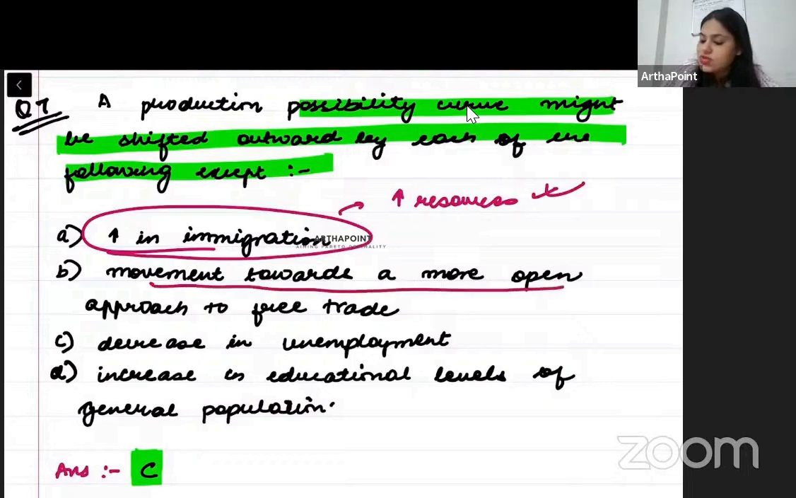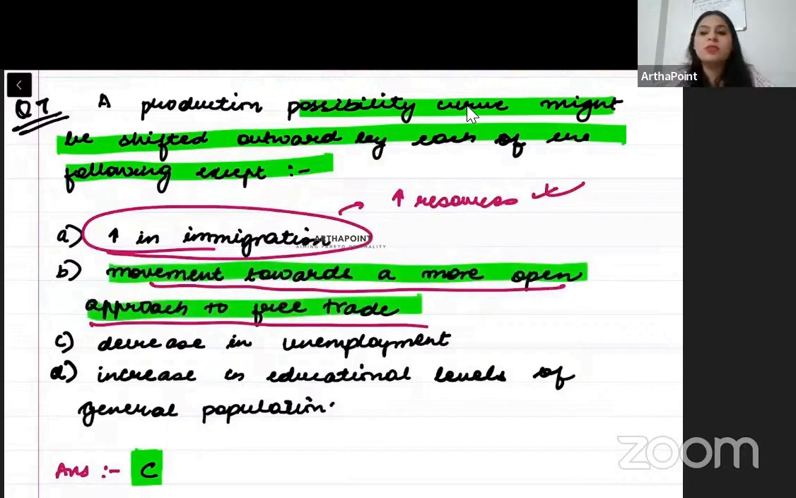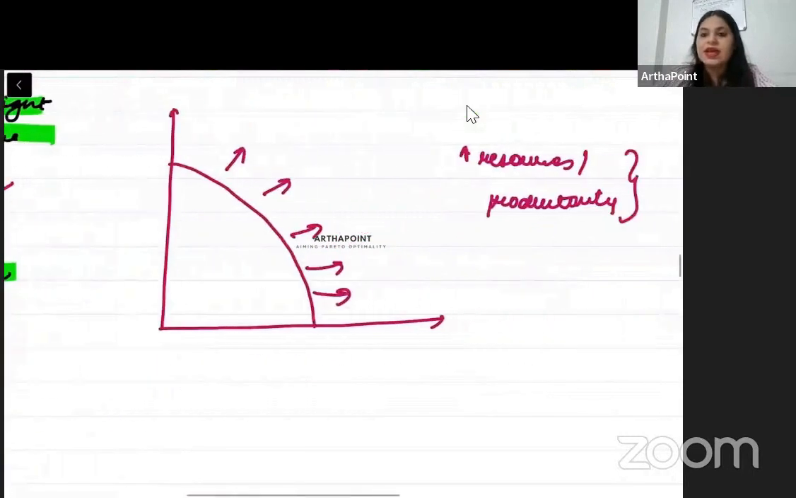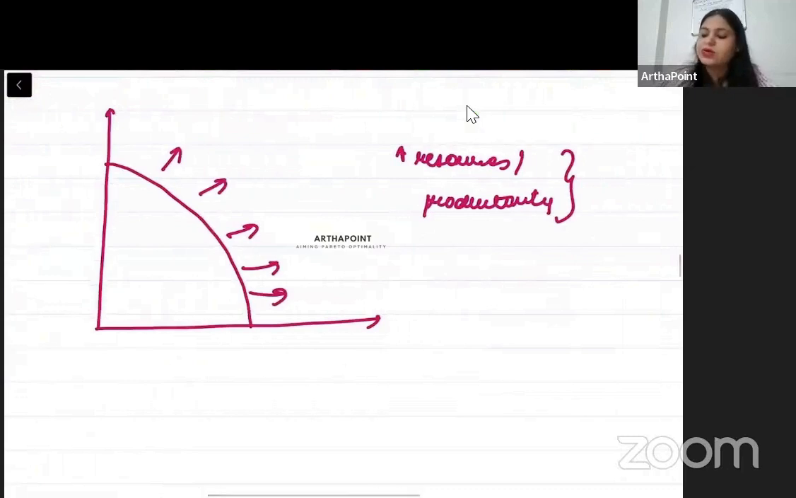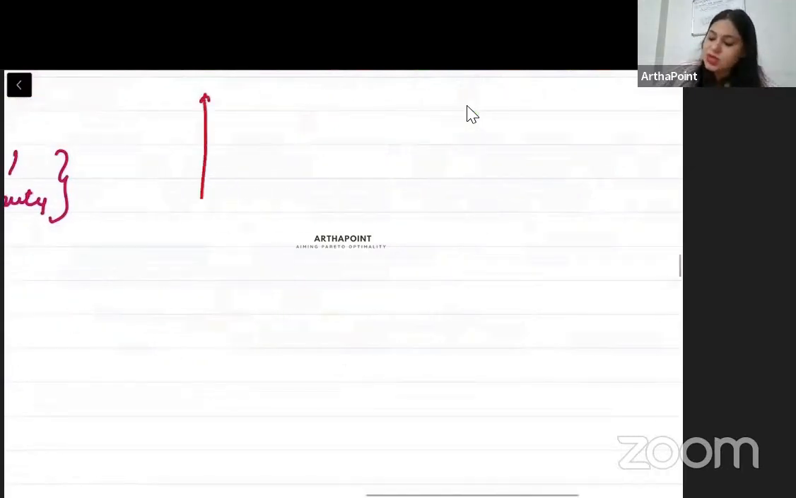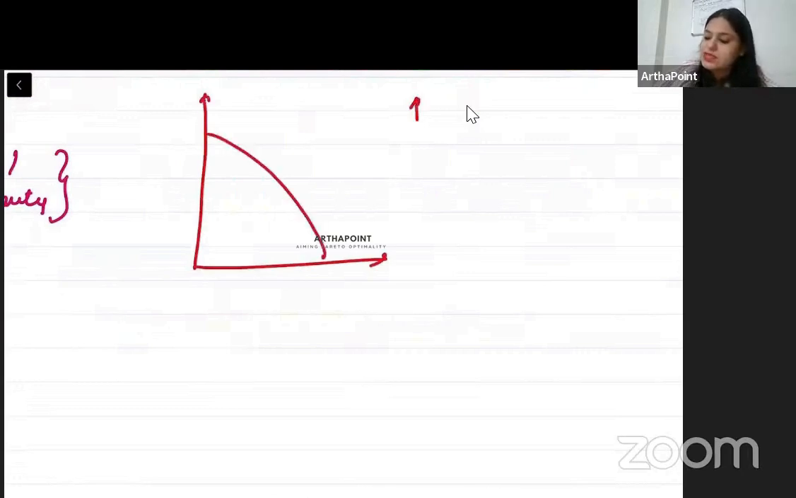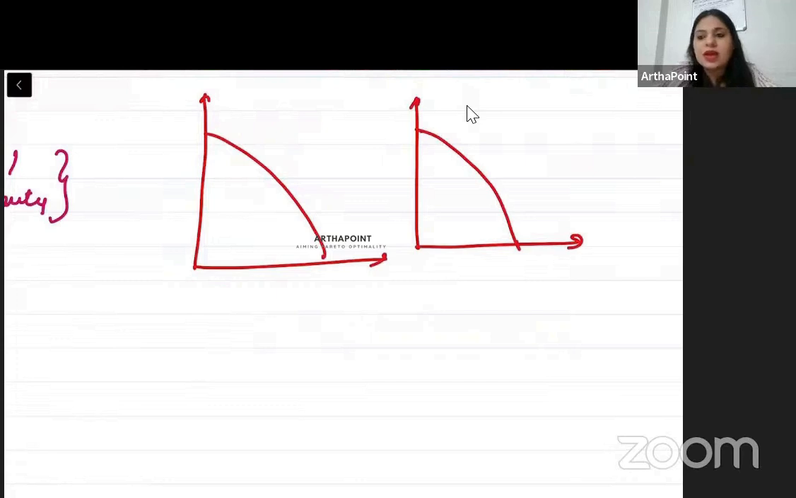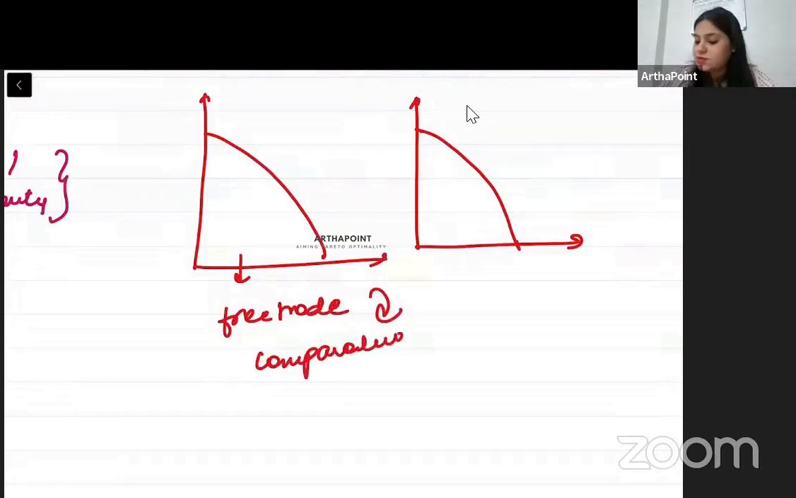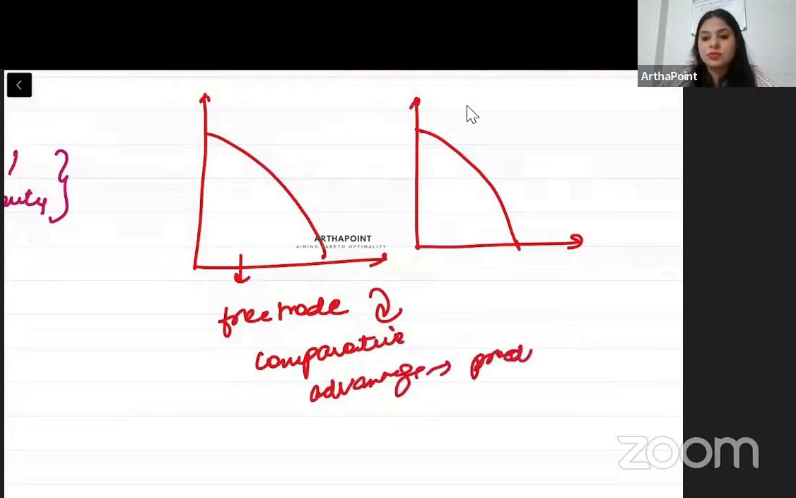Movement towards a more open approach to free trade. Now, this part actually comes from international economics. If you go back to your international economics lectures, you will see that we have PPC for 2 countries. And whenever they go towards free trade and take benefit of comparative advantage, they are able to produce more.